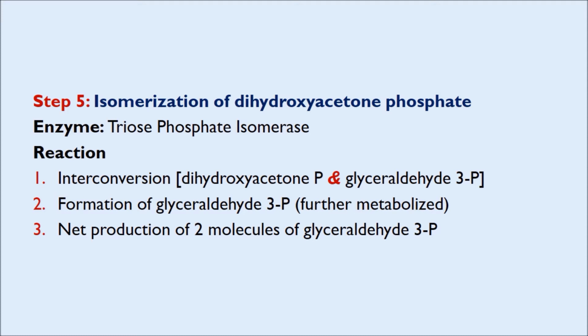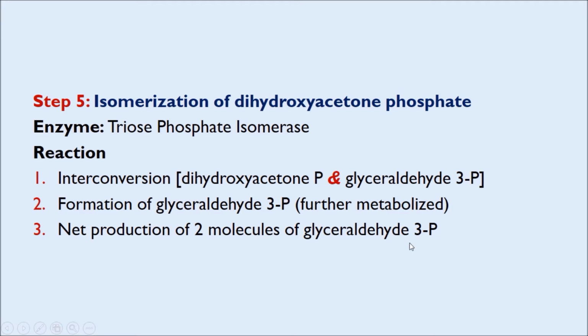Now for the reactions to follow a pathway towards the subsequent steps of glycolysis, there needs to be the formation of glyceraldehyde 3-phosphate. So as a result, dihydroxyacetone phosphate is also converted to glyceraldehyde 3-phosphate, and there is the net production of 2 molecules of glyceraldehyde 3-phosphate, one molecule coming as the split product of fructose 1,6-bisphosphate, whereas the other molecule of glyceraldehyde 3-phosphate comes from the isomerization of dihydroxyacetone phosphate.